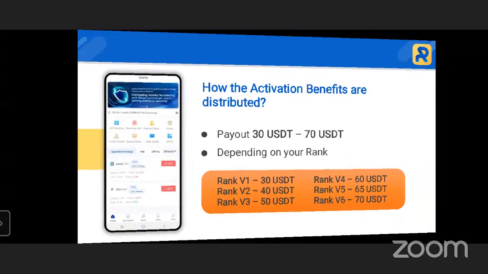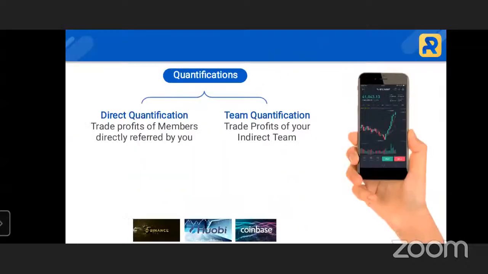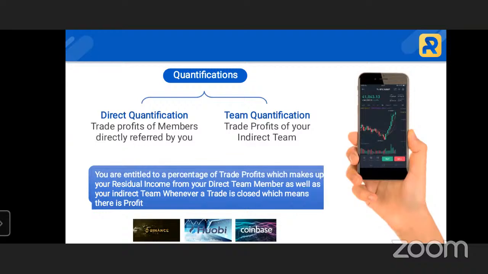Now, for the team trading profits or the trade profits, you'll get trade profits of members directly referred by you, but also you get trade profits of your indirect team members. So you're entitled to a percentage of the trade profit, which makes up your residual income from your direct team as well as indirect team whenever a trade is closed. So whenever the bot closes a trade for them, there is profit for you.